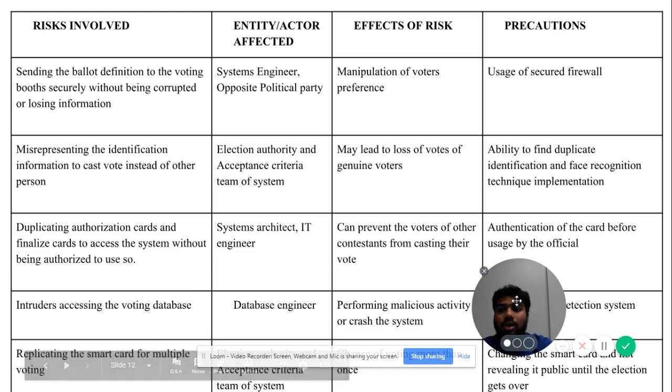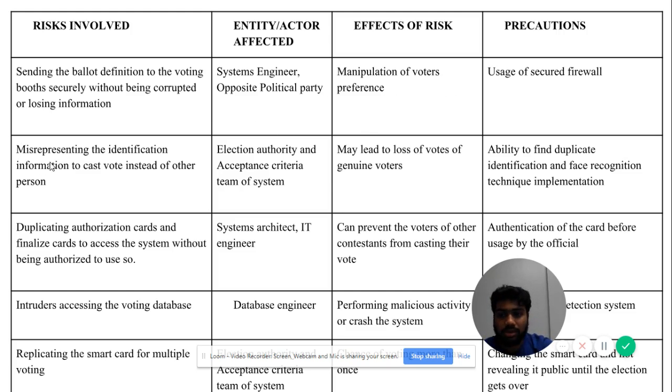So after we talked about the risks involved, we need to identify the actors and entities who are being affected by these risks. With the ballot definition being sent to the voting booth securely, if it isn't being sent, the systems engineer would be an entity affected, and also the opposition political party might get affected. So if this doesn't work properly, it might be a big problem for the genuine voters. The effect of the risk is manipulating voters' preference. They could manipulate the voters' preference and change it in their favor. And for this, the precaution we came up with is the usage of a secured firewall in order to send them properly to the ballot booths.